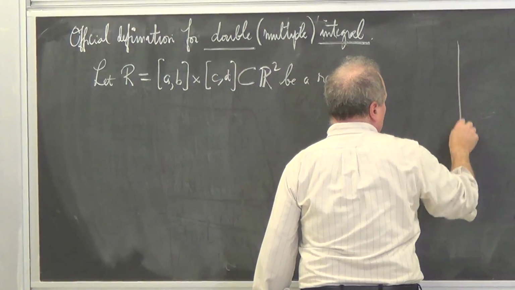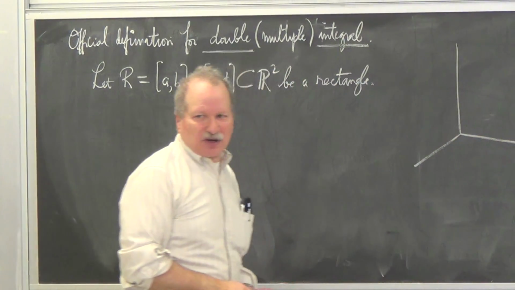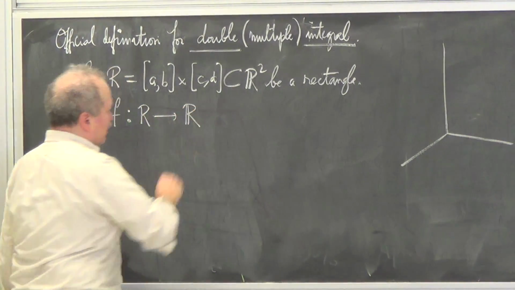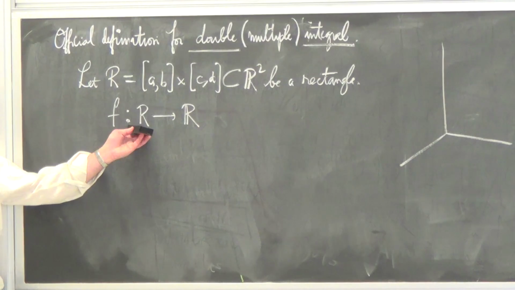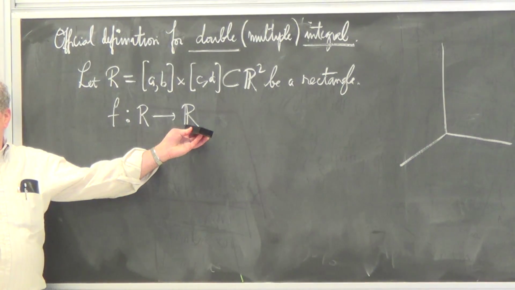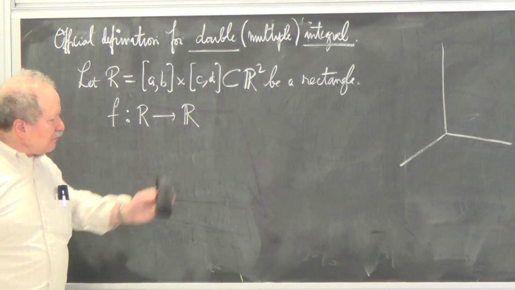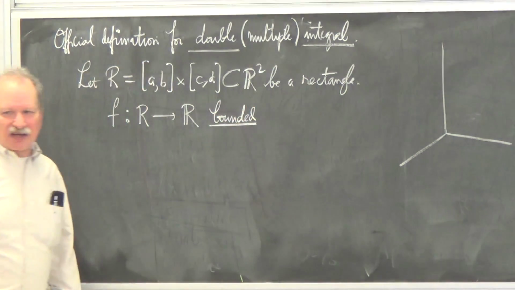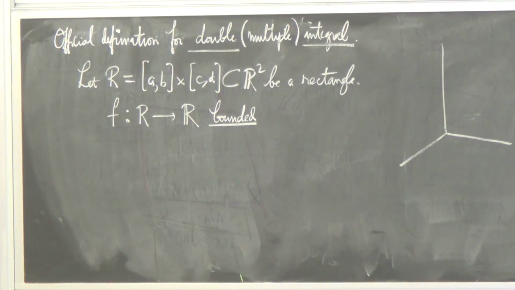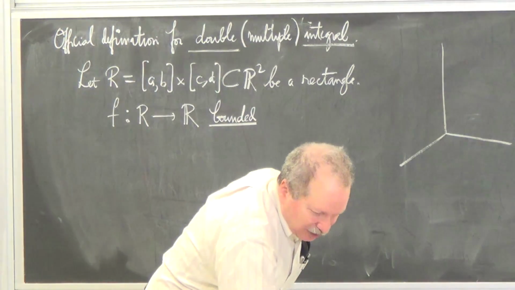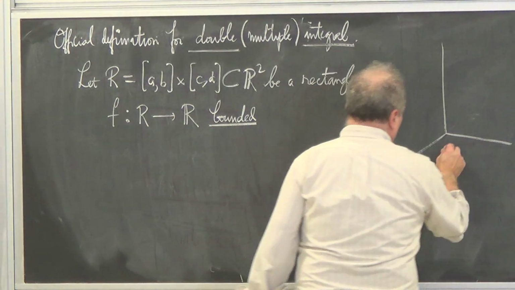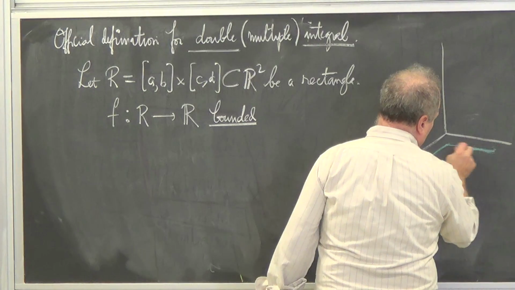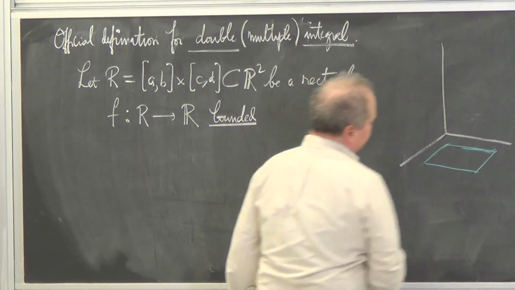So now I have to draw 3D pictures because I want to talk about a function. This is terrible notation, but live with it. Right? f is mapping the rectangle to real numbers. And it's going to be a bounded function. So again, remember that just means that the values of the function form a bounded set. So here in my picture now, we're going to have a rectangle with its sides parallel to the axes. So here's my R.